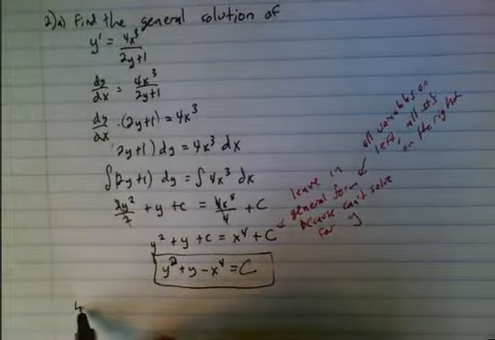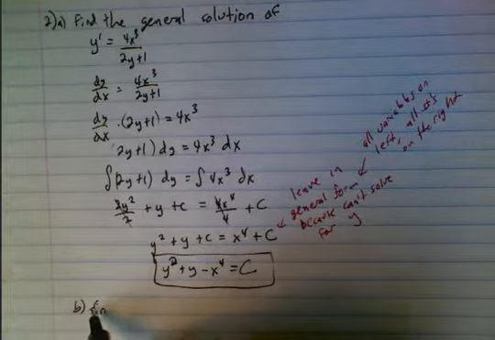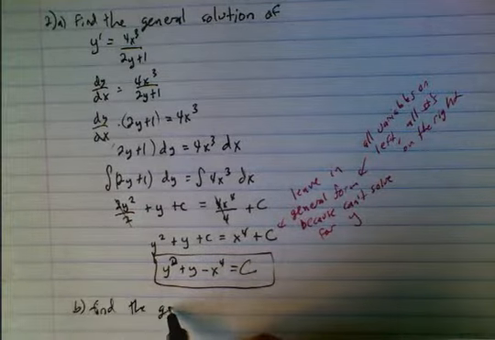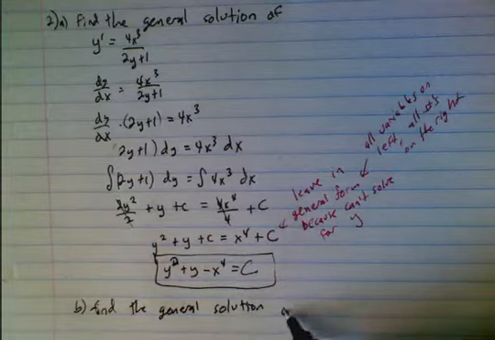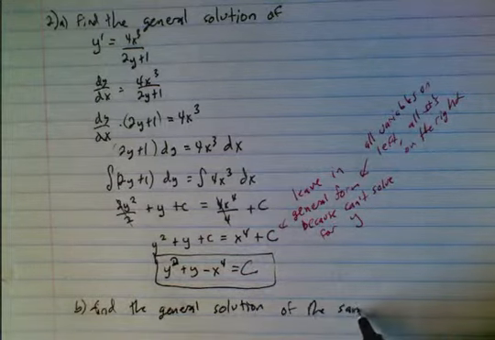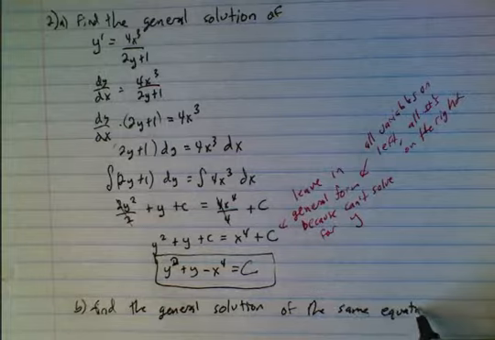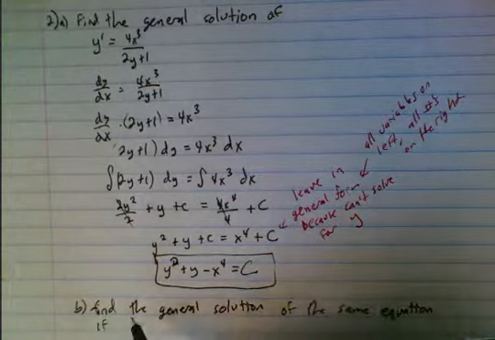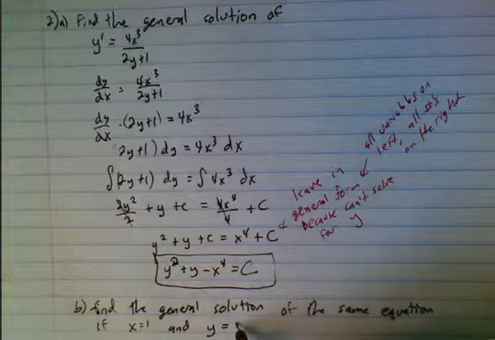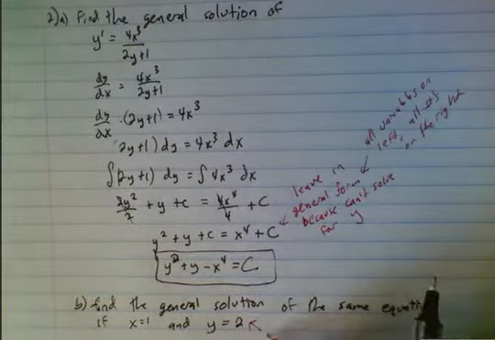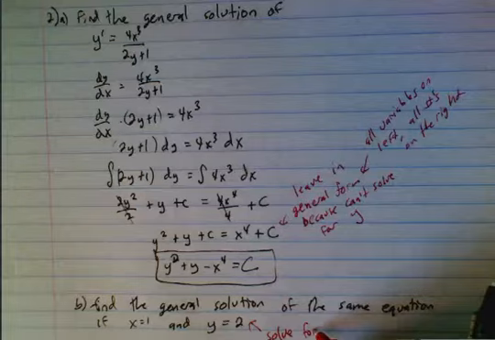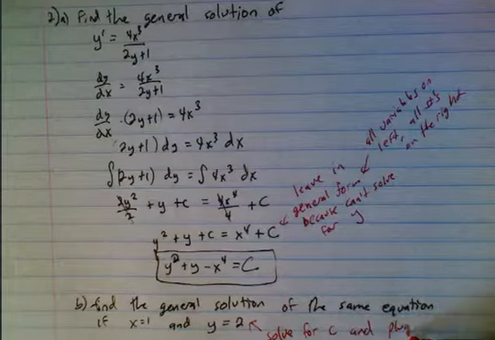For part B, find the general solution of the same equation if x equals 1 and y equals 2. So what this means is solve for c and plug c back in.